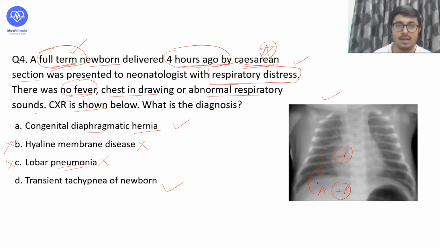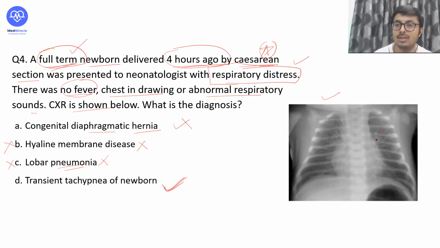Now in the abdomen, what are the contents? Bowel loops, right? So if bowel loops are herniating into the thorax, you can obviously see air fluid levels and gas filled bowel loops in the thorax. But here, in the chest x-ray, we are not seeing any such finding, any herniation of the bowel loops. So obviously this is not congenital diaphragmatic hernia. What remains is transient tachypnea of newborn. So transient tachypnea of newborn is the correct answer here, right?